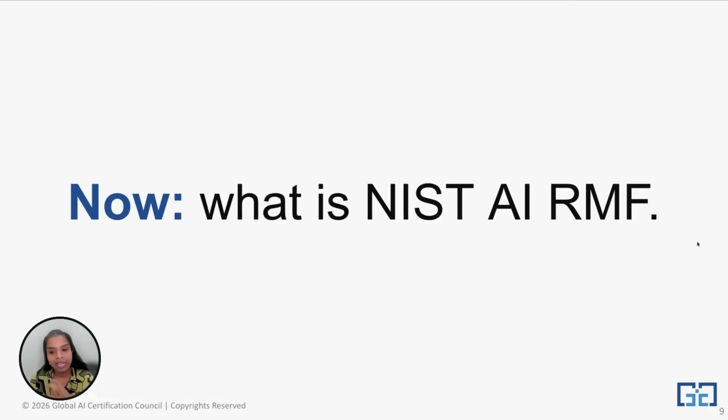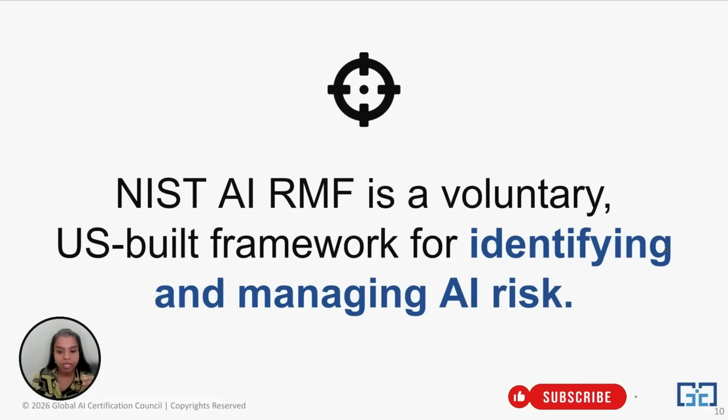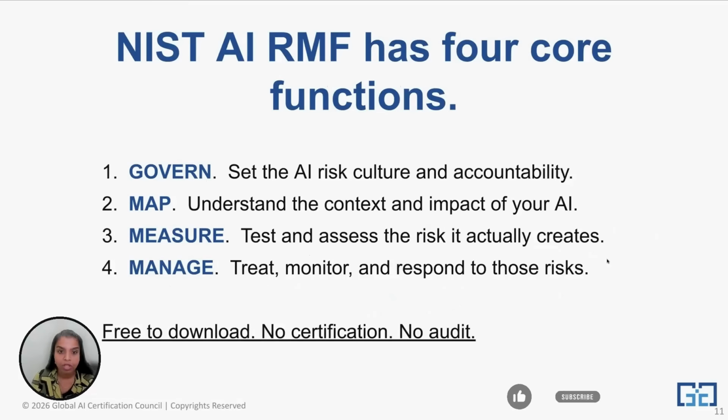Now, what is NIST AI RMF? It is a voluntary US-based framework for identifying and managing AI risk. NIST AI RMF has four core functions. Govern: how we set the AI risk culture and who is responsible for what. Map: it helps you understand the context and impact of your AI. Measure: how to test and assess the risk it actually creates. Manage: how we treat, monitor, mitigate, and respond to those risks.